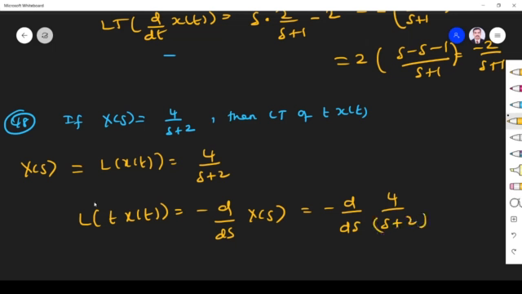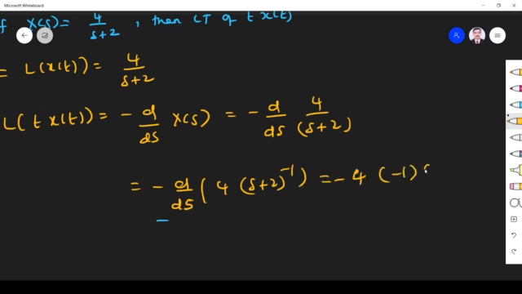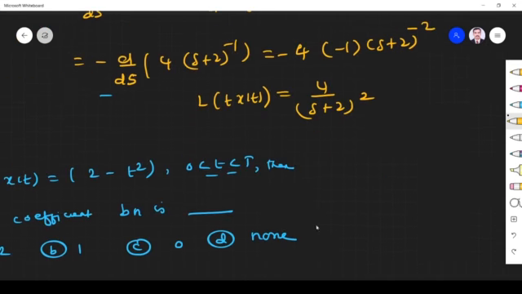So if you simplify, what will happen? This one I can write as minus d by ds of 4 into (s plus 2) power minus 1. So it will be simplified as minus 4 times minus 1 times (s plus 2) power minus 2. So it is 4 by (s plus 2) whole squared. Okay, so this is my Laplace transform of t into x of t. Right? So simple problem. Okay, next one.